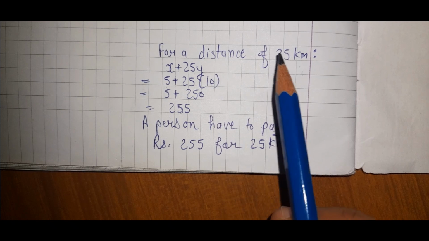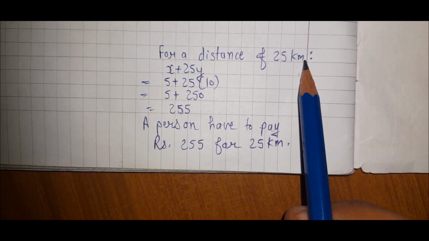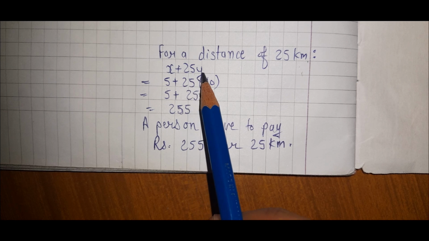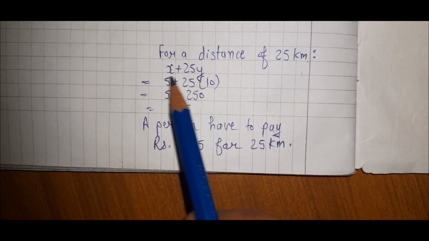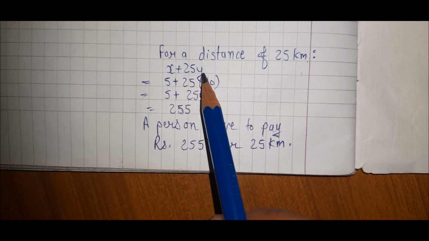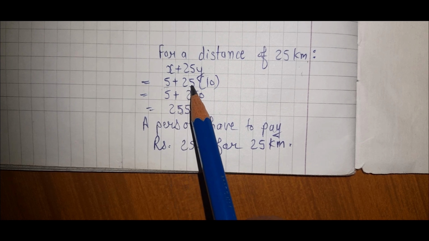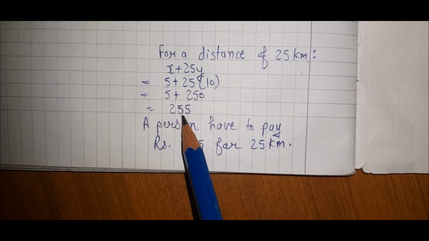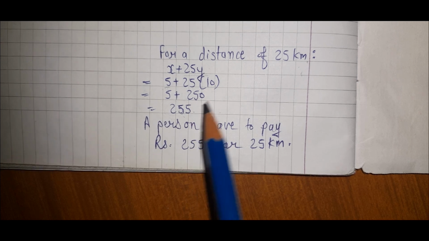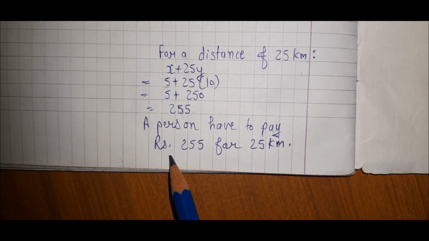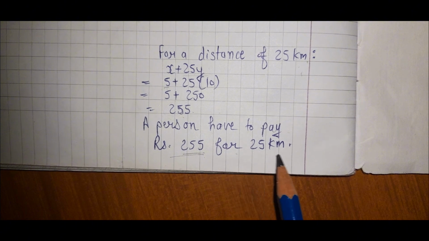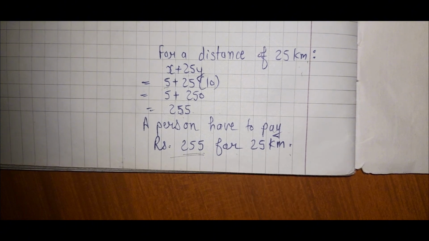Now for a distance of 25 kilometers, the person has to pay x plus 25y, that is a fixed charge and a charge for 25 kilometers. X is 5 and y is 10. 5 plus 25 into 10, after solving we will have 255. That is, a person has to pay rupees 255 for 25 kilometers of distance.